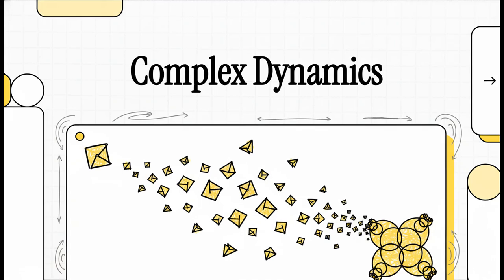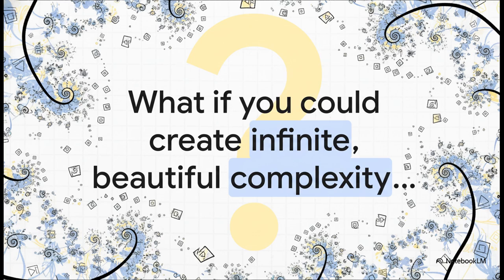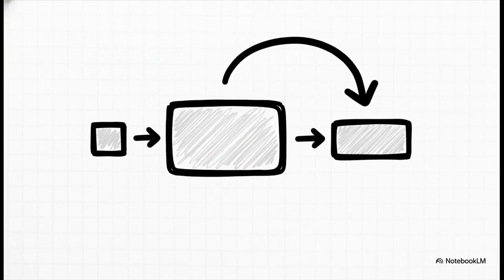All right, let's dive into something truly mind-bending: complex dynamics. It's a field of math where, and you won't believe this, some of the most intricate, beautiful patterns you can imagine are born from one of the simplest ideas ever: just repetition. So I want you to think about this for a second. What if you could create something with infinite, beautiful complexity, and the only tool you needed was repeating one super simple calculation? It sounds kind of crazy, but that's exactly what we're going to unpack today.